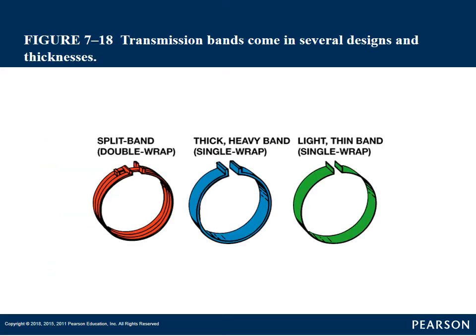Here's some pictures of our different band designs. Starting from left to right, your split double wrap band, your thick single wrap heavy band, and your light single wrap thin band. The holding power, the amount of torque that they could hold, goes from left to right, from high to low. Your double wrap band is going to hold the most, then your thick single wrap, and then your light single wrap.